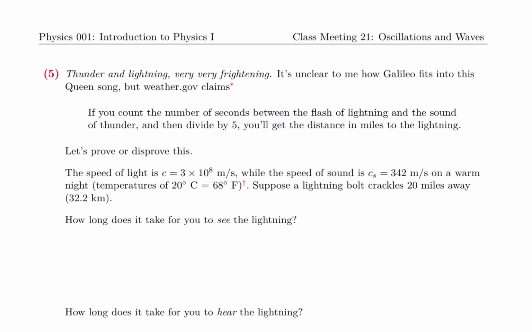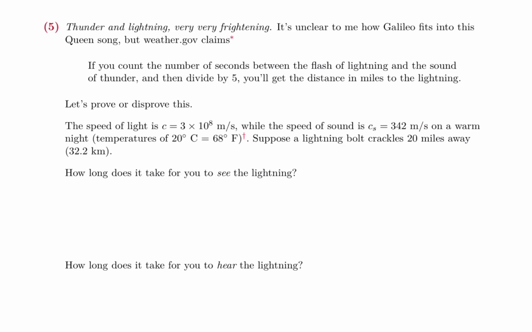All right, light moves incredibly fast. Sound moves relatively much slower than light. The question is whether the difference in when you see lightning and thunder, divided by 5, is approximately the number of miles the object is away. So the object is 32.2 kilometers away, or 32200 meters.